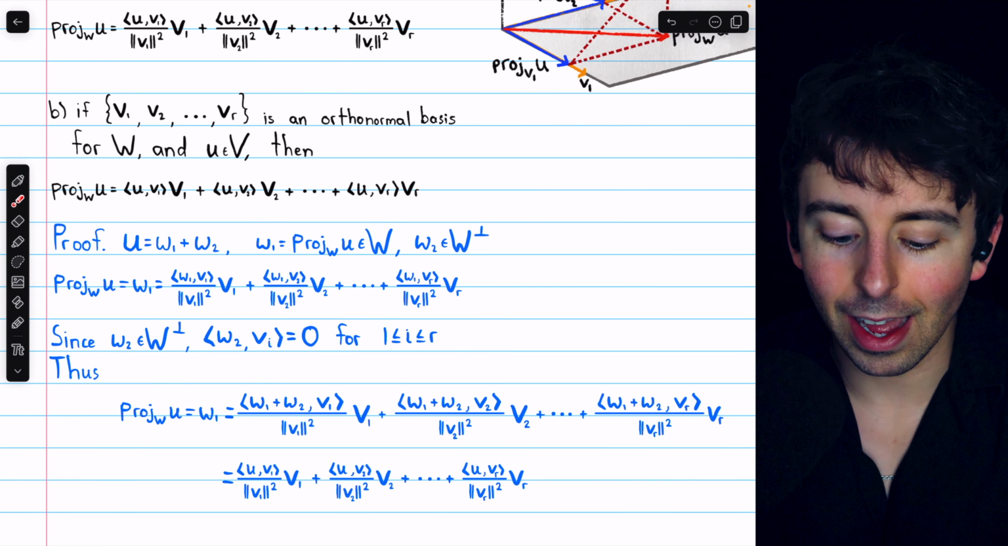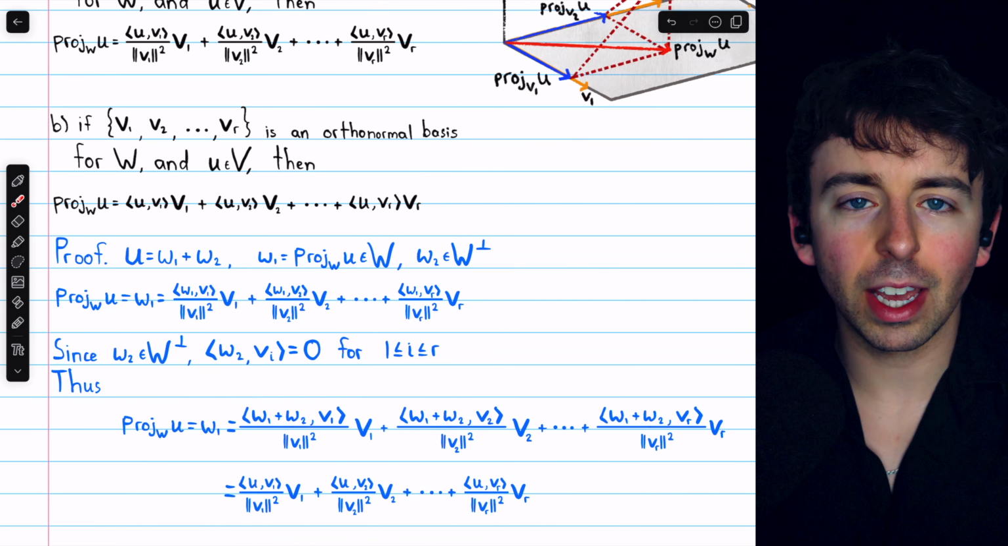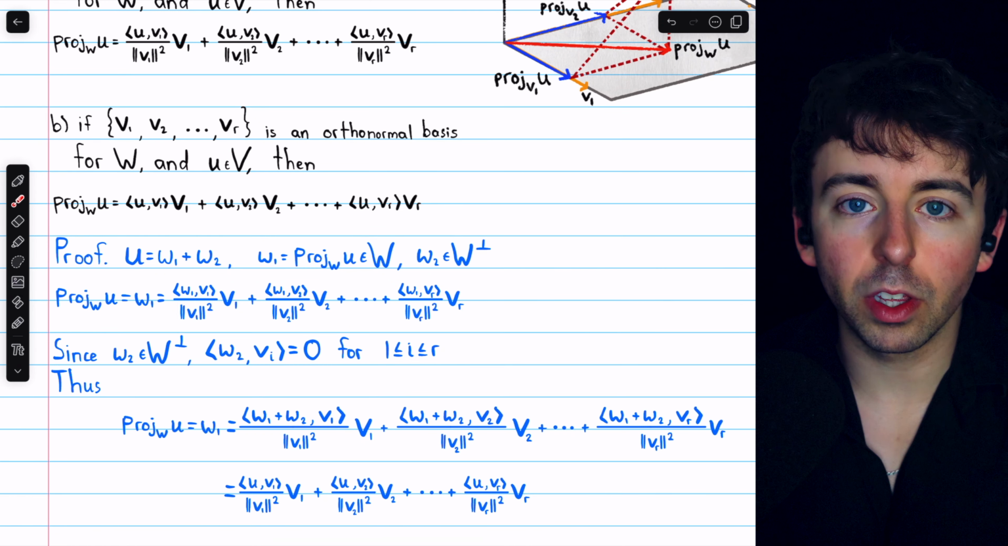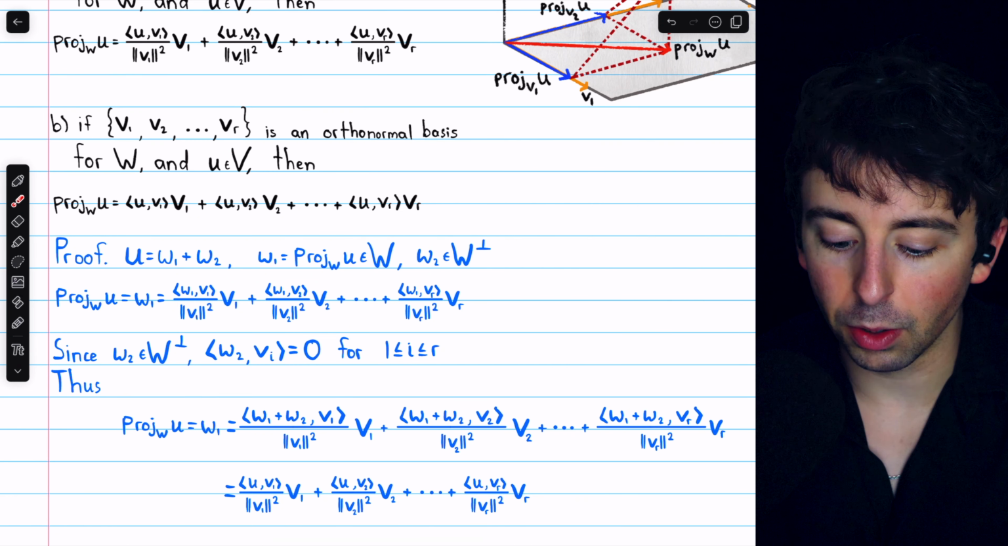Now this looks very similar to the claimed formula in the theorem, but note that it is different. In the theorem, we're saying that this vector here is the vector u that we are projecting onto W. But right now, all we have in that inner product is w1. That's the part of u that we already know lies in the subspace W. But consider this. As we said before, the component of u orthogonal to W, that's w2, is an element of the orthogonal complement of W. This means that the inner product of w2 with any basis vector vi would have to be 0.